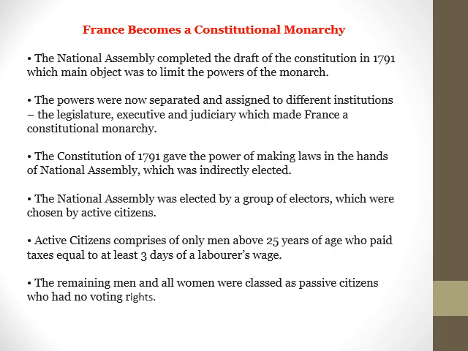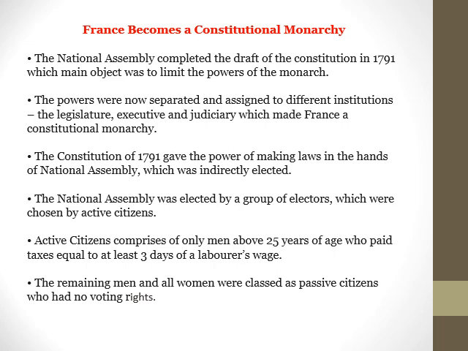The main target over here is who has the right to vote. Now the people who can have a right to vote are the active citizens and passive citizens. Now who are these active citizens? The people who don't have the right to vote are called passive citizens, and the people who have a right to vote are called active citizens.